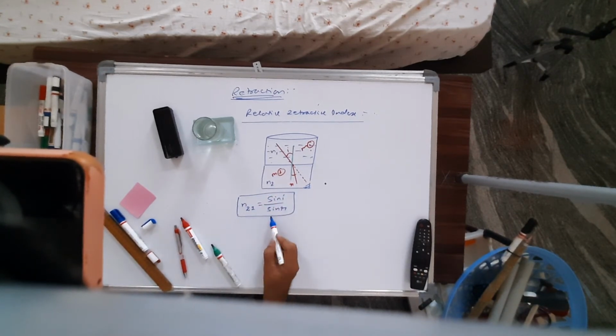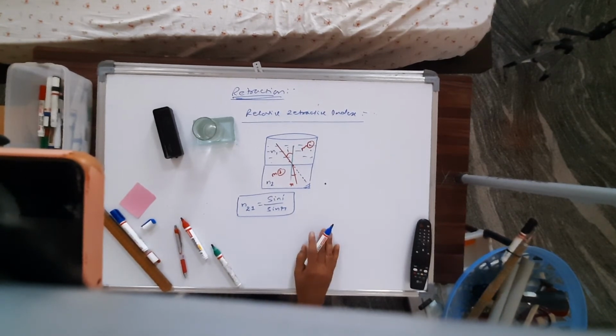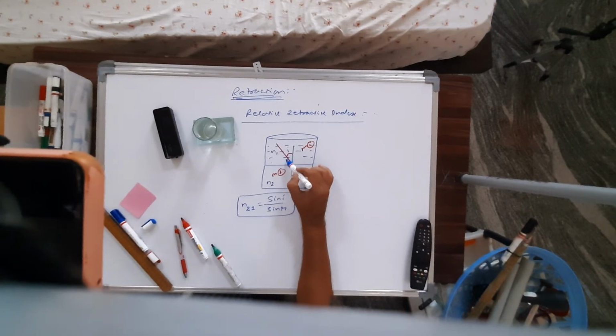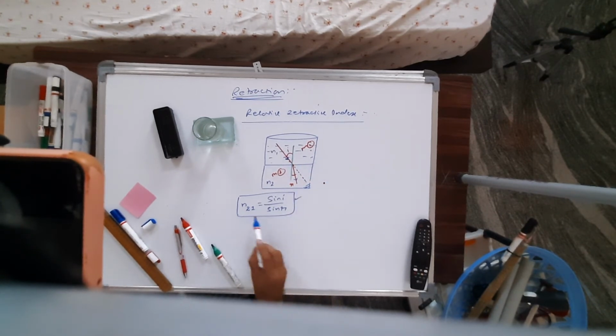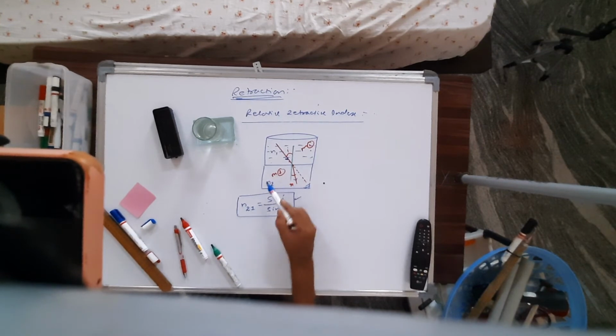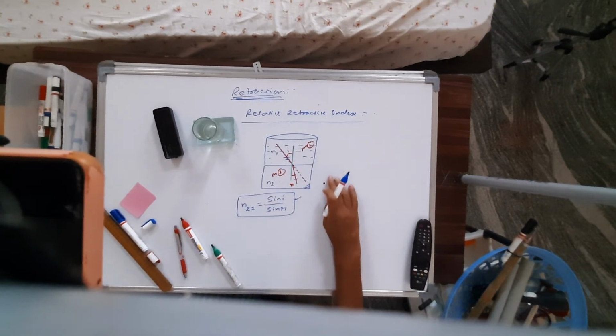So therefore n21 equals sin i by sin r. This is called relative refractive index. So I repeat, if a ray of light travels from medium 1 to medium 2, then the ratio of the sine of angle of incidence to the sine of angle of refraction is called the refractive index of medium 2 with respect to medium 1.